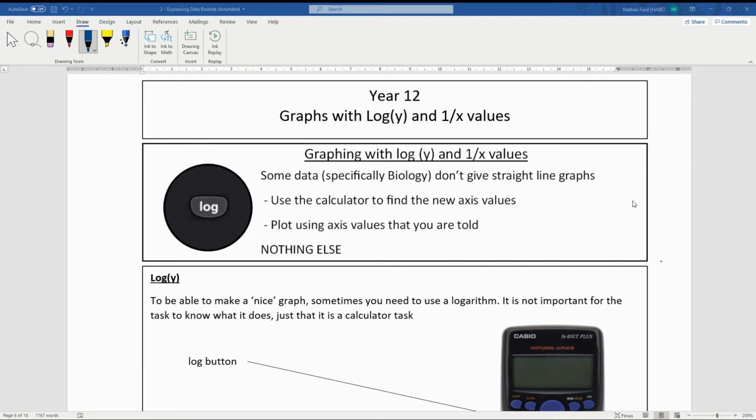Hello again. This is Mr. Ford, and today we're going to go through graphing with points that have this log or 1 over x values.